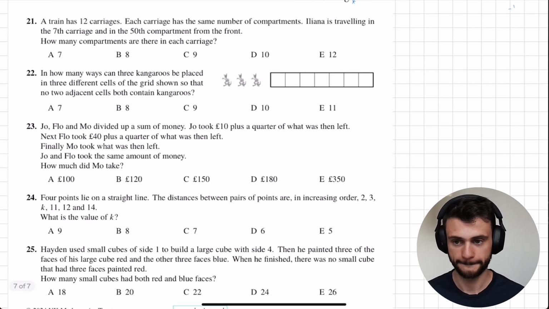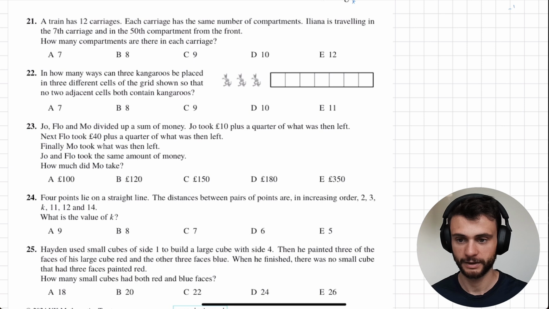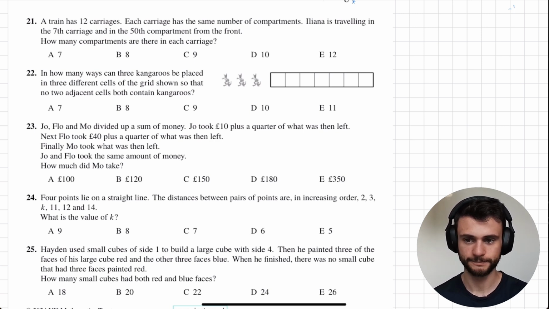Question 21. A train has 12 carriages. Each carriage has the same number of compartments. Ileana is travelling in the 7th carriage and in the 50th compartment from the front. How many compartments are there in each carriage? So yeah, first read of this question, it almost doesn't feel like you have enough information to solve it. But let's have a think about this logically.